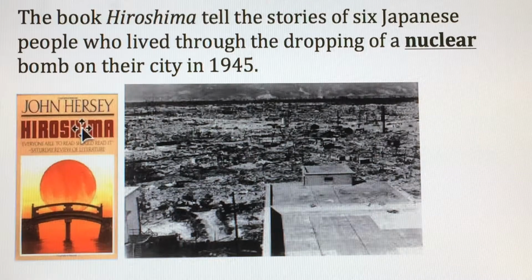There's a famous book called Hiroshima by John Hersey, and the book Hiroshima tells the story of 6 Japanese people who lived through the dropping of a nuclear bomb on their city in 1945. So the United States dropped 2 nuclear bombs in Japan at the end of World War II, one on Hiroshima, one on Nagasaki, killing hundreds of thousands of people. 6 of the survivors, their stories are told in this short book by John Hersey. Very, very powerful.